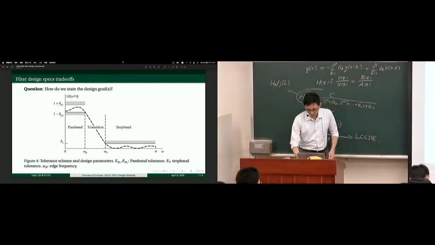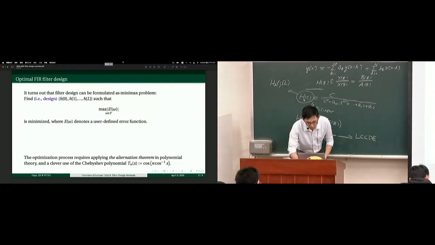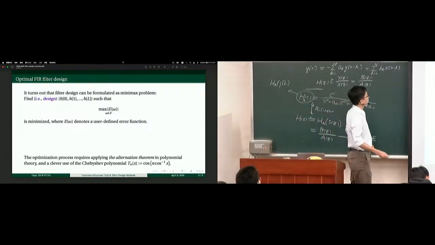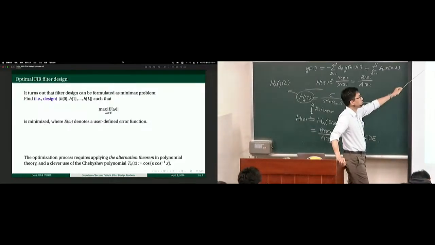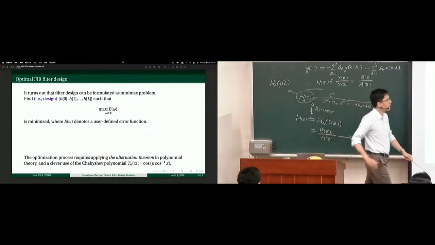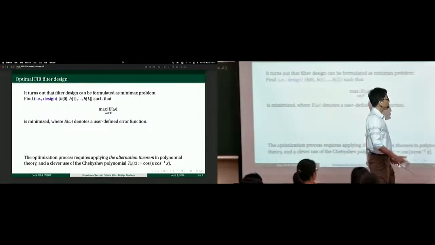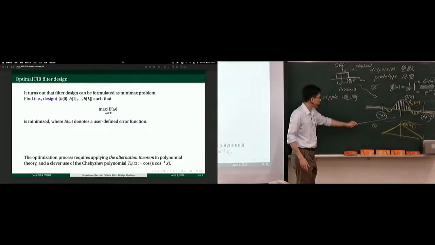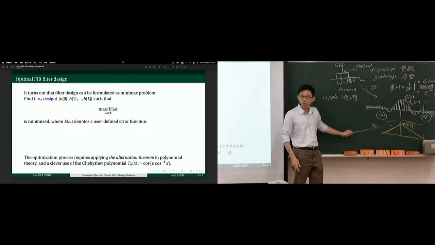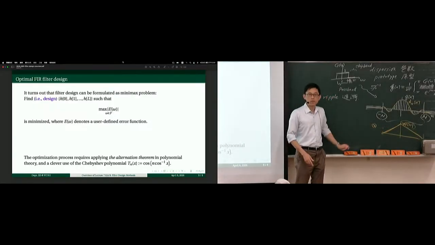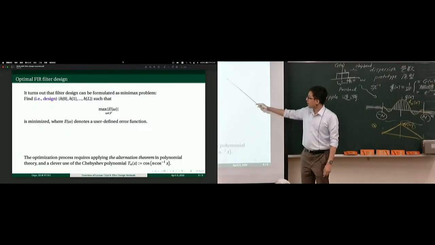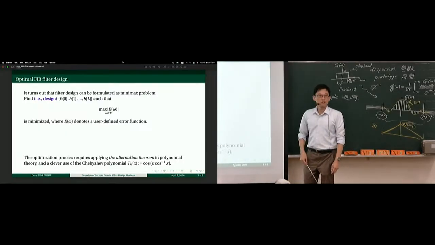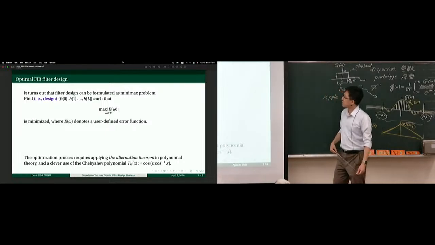Okay, so now a few words to say about this second way of designing an FIR filter. Okay? The first way begins with ideal response, and then we shape the response by applying a window method. That's the first method for FIR. The second method for FIR is called optimal design. 最佳的 optimal design. In what sense?